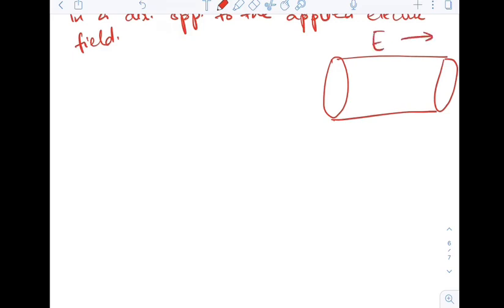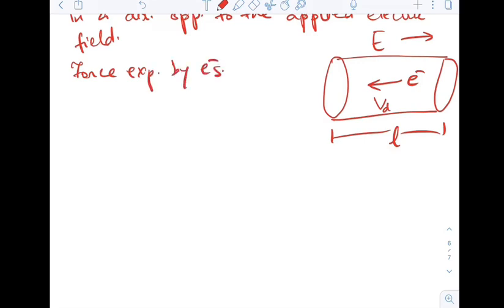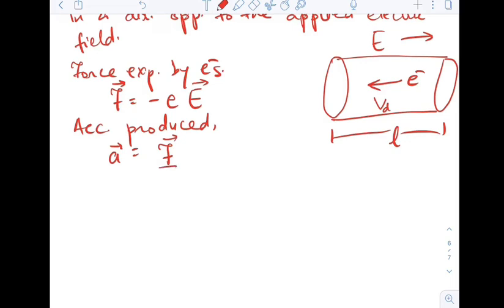in this direction, and electrons are moving in this direction with some velocity, let the velocity be the drift velocity, and the length of the conductor be L. Then the force experienced by electrons will be F equals minus e times E, where minus e is the charge of the electron, and the acceleration produced in them will be a equals F vector upon m, or minus eE vector upon m. Let this be equation number 1.